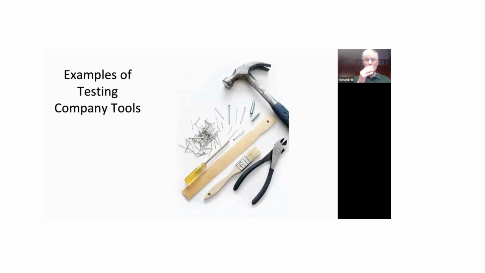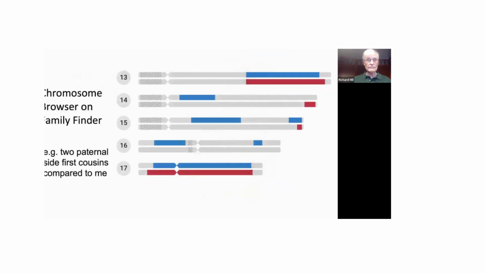Now, each company provides some on-site tools that can help you go beyond the basic list of genetic matches. And I'm just going to show you a few of my favorites. Several of the autosomal tests do offer a chromosome browser, and this lets you see where you and a match share the same DNA segment on the same chromosome.